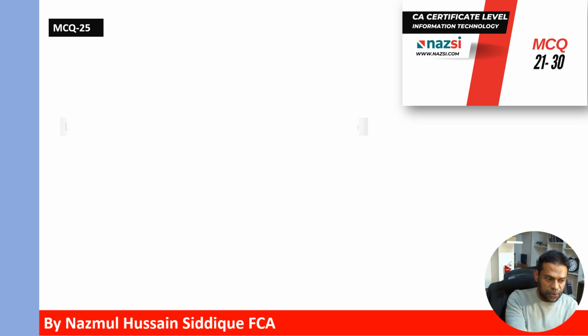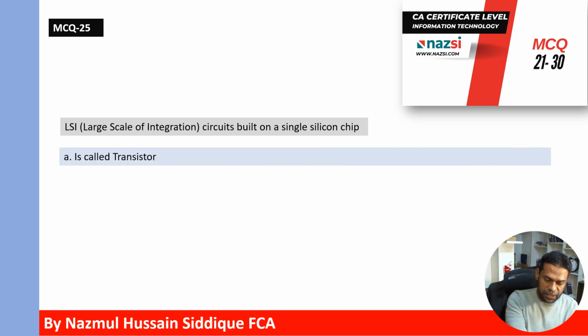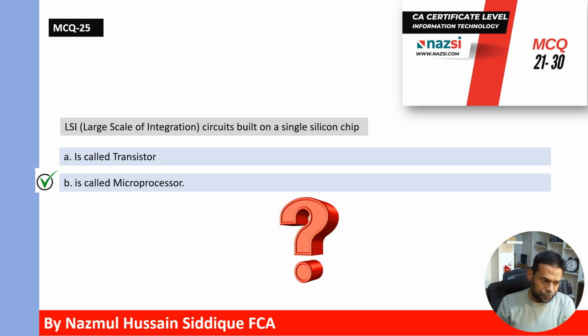MCQ number 25. LSI, large scale of integration circuits built on a single silicon chip, is called transistor or is called microprocessor. Which one is correct answer? Correct answer is B. LSI, large scale of integration circuits built on a single silicon chip, is called microprocessor.